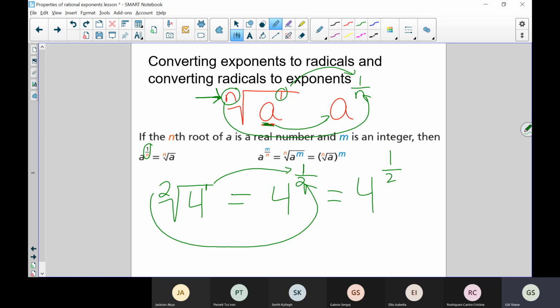Still going? Still writing, or are you done? So that's the way I would rewrite that.